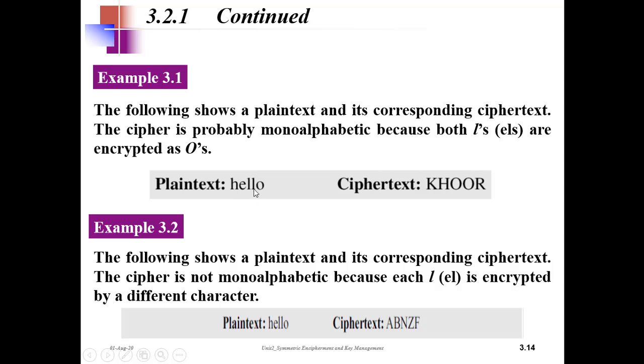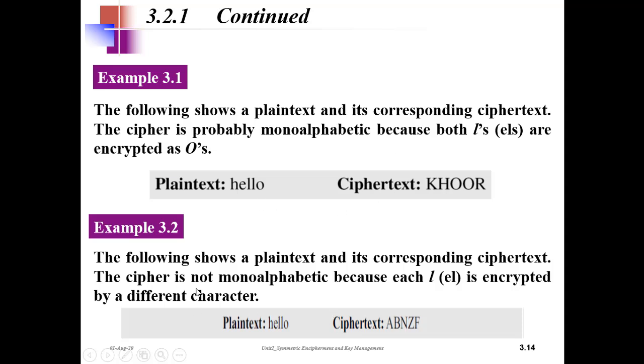So what is happening here? L is encrypted as O. Second L is also encrypted as O. Means there is a 1 to 1 relation here. So it is probably monoalphabetic. Why are we using the word probably? Because we are not sure of the exact technique used for encryption.